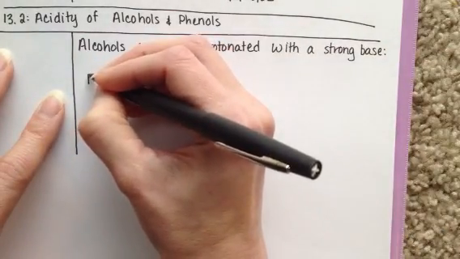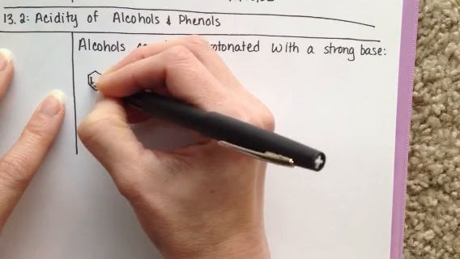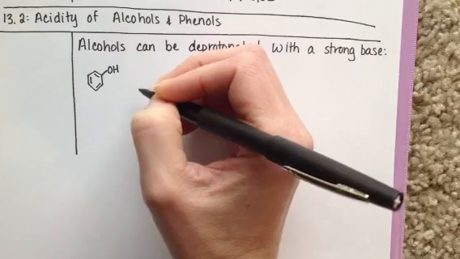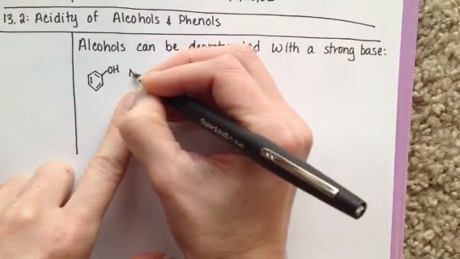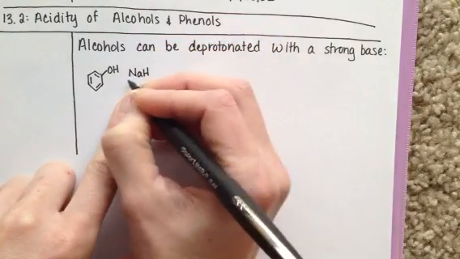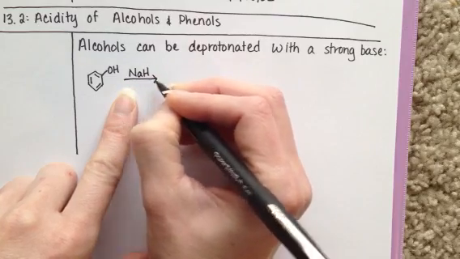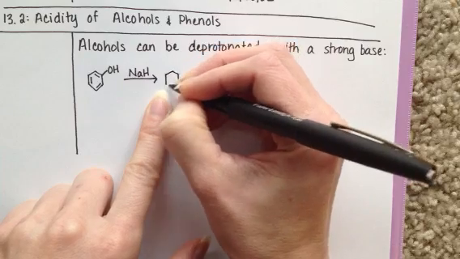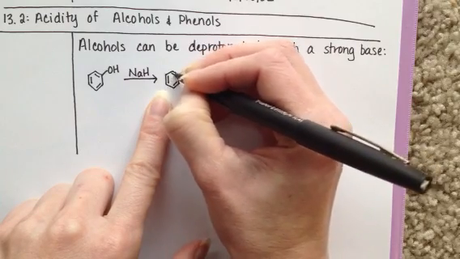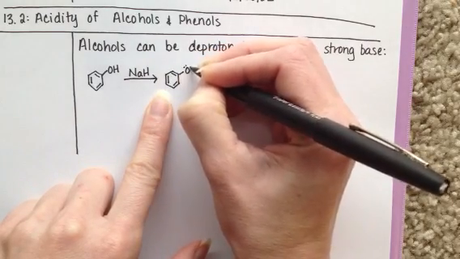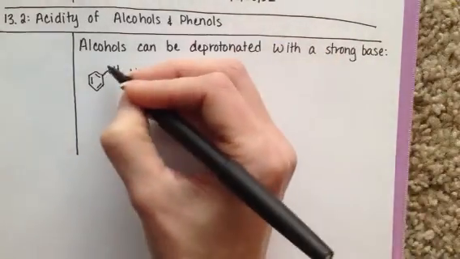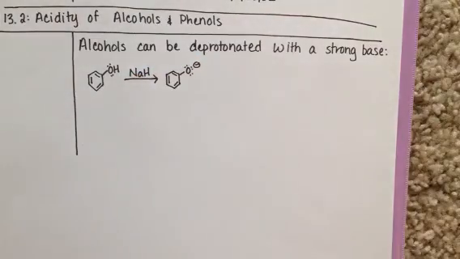For example, phenol can be deprotonated with the strong base that we use. One of the strong bases that we use is sodium hydride, NaH. It's a very strong base, stronger than sodium hydroxide. And we just get the hydrogen from the OH group coming off. I've drawn in lone pairs that I didn't draw. There we go. Lone pairs, negative charge on the oxygen.